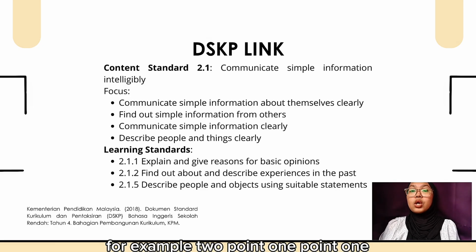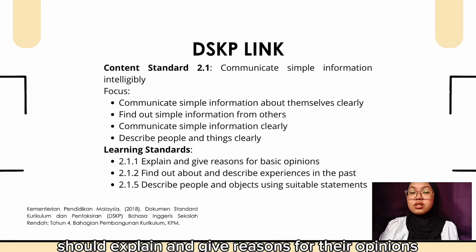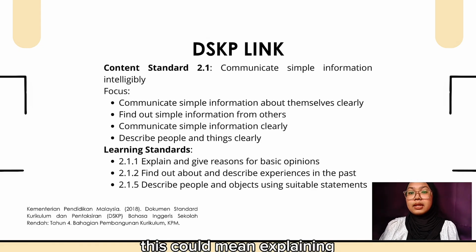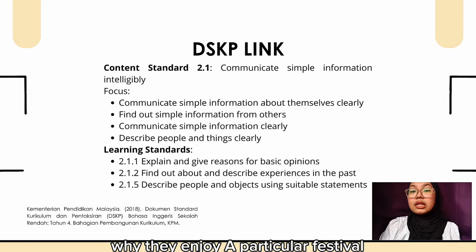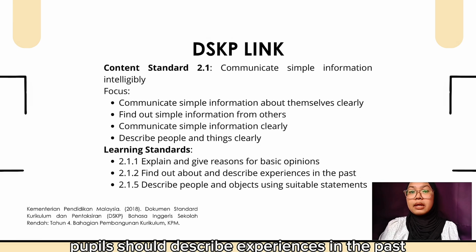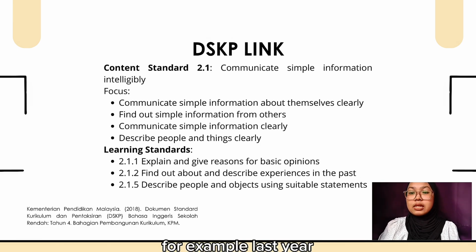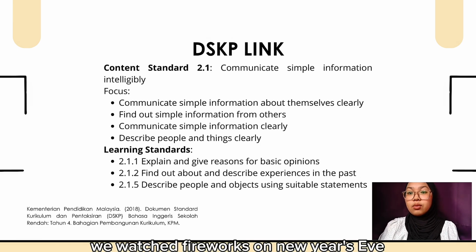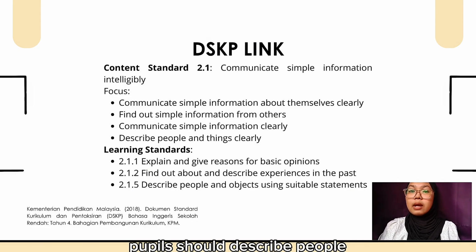For example, 2.1.1: pupils should explain and give reasons for their opinions. This could mean explaining why they enjoy a particular festival. 2.1.2: pupils should describe experiences in the past. For example, "Last year we watched fireworks on New Year's Eve." 2.1.5: pupils should describe people and objects using suitable statements. This could include describing cultural items like lanterns, flags, or traditional foods.